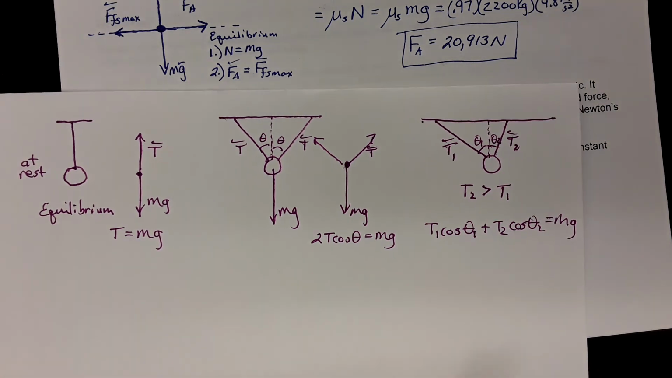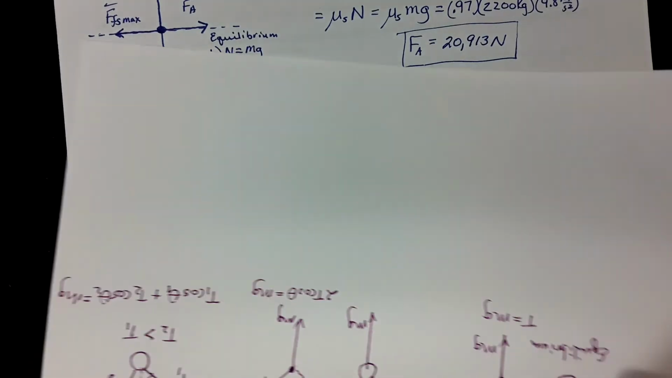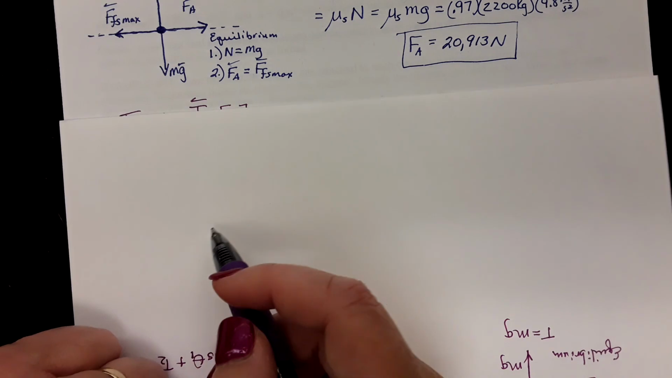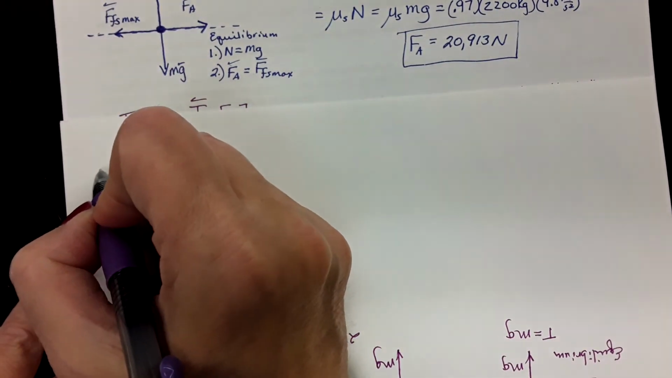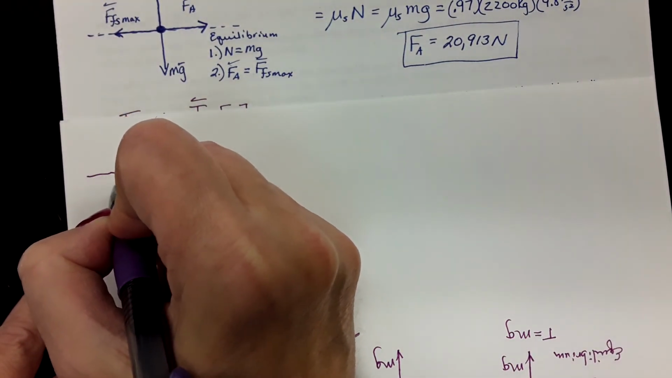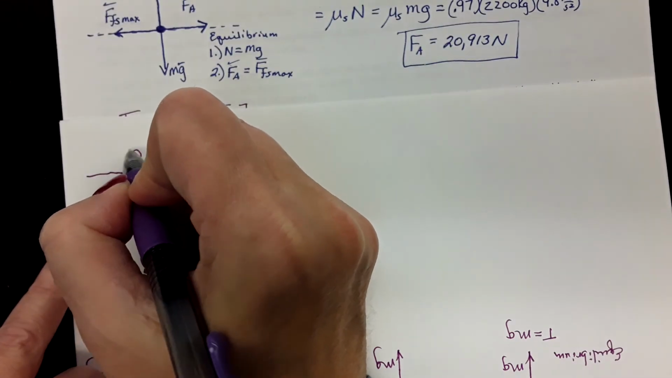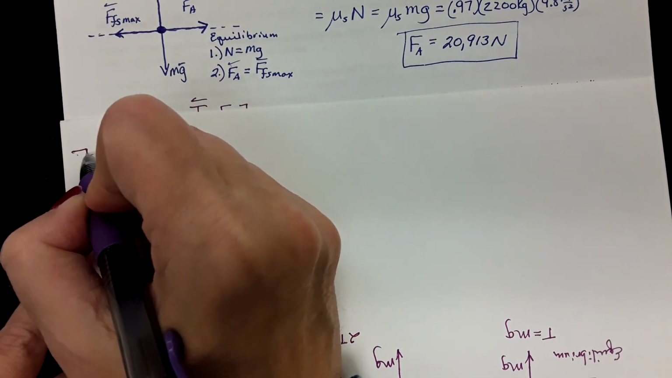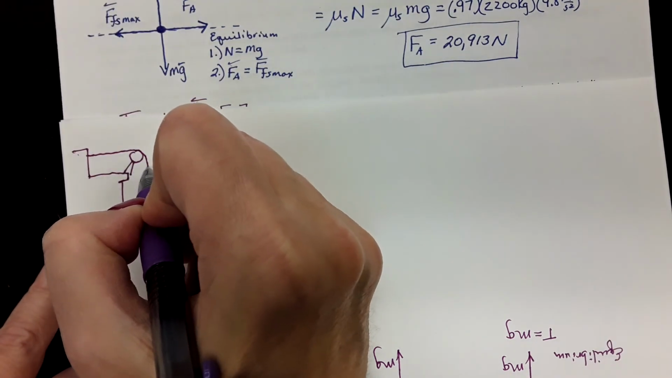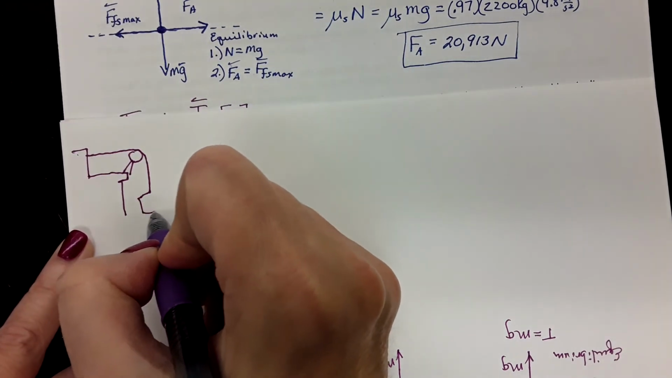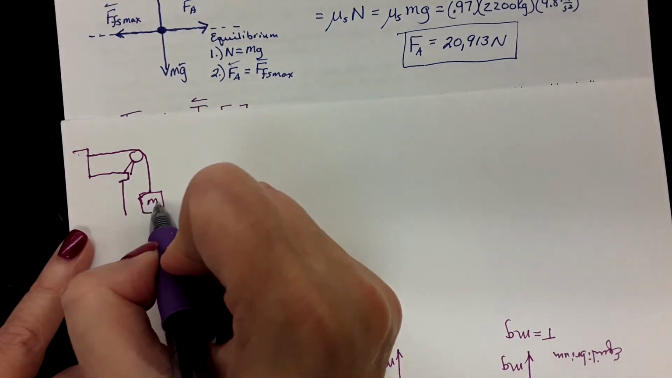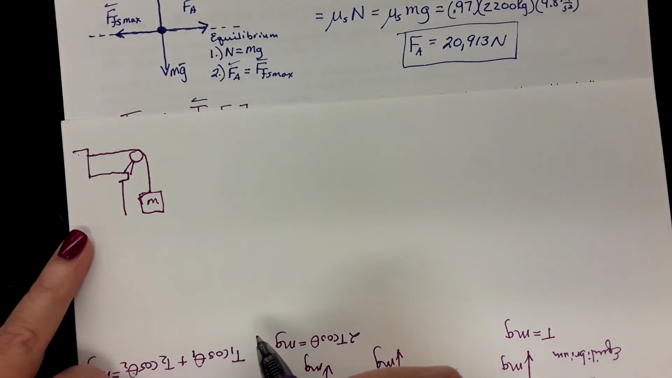Let's look at something else, though. Let me turn this over. Okay. What if we had a string that passes over a pulley? Maybe it's tied to a box and it passes over a pulley. We're going to see a lot of these, by the way. And you've got a mass right there. We want to know, what about the tension in the string?